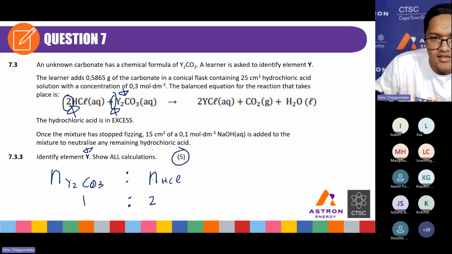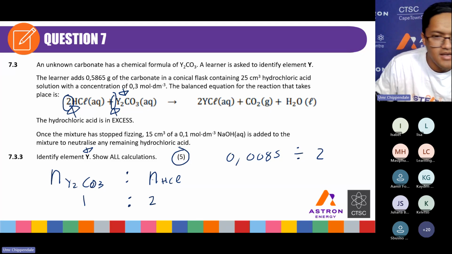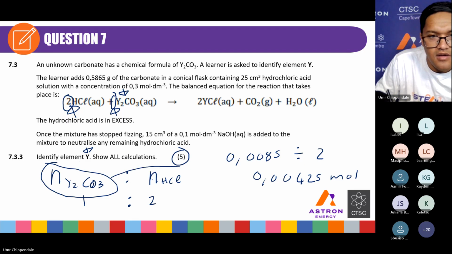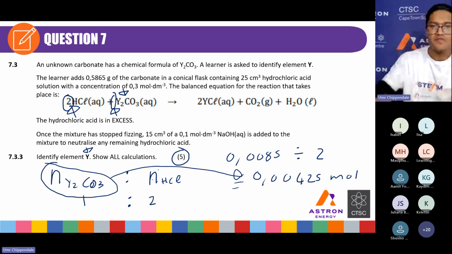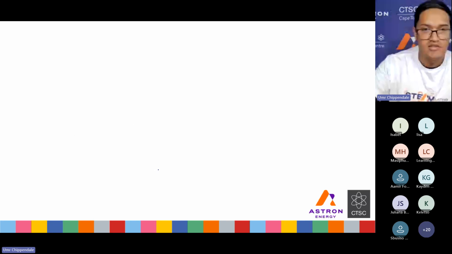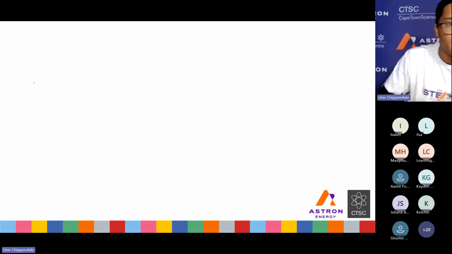So now we say 0.0085 divided by 2 because of the mole ratio, and that's going to give us an answer of 0.00425 moles. And this is going to be your number of moles of this. It's equal to that. Now that we have the number of moles of this compound, we can use the formula: number of moles is equal to your mass divided by your molar mass.